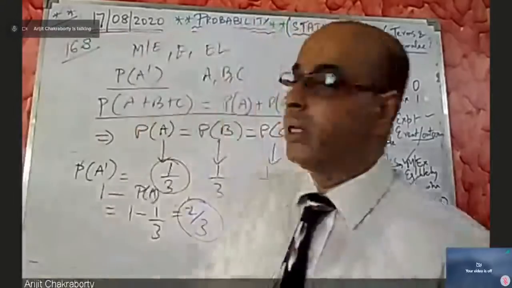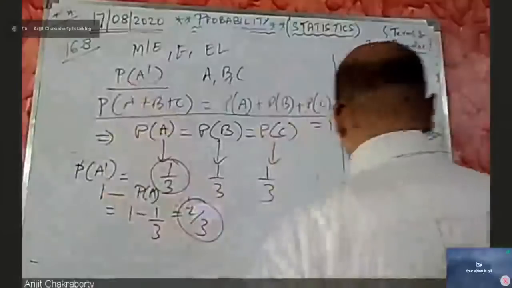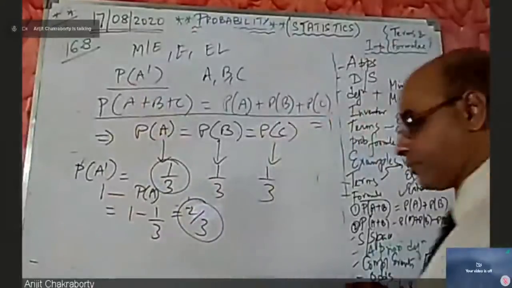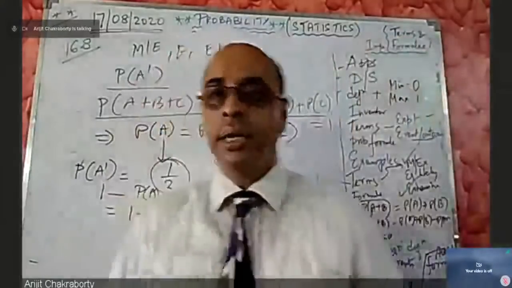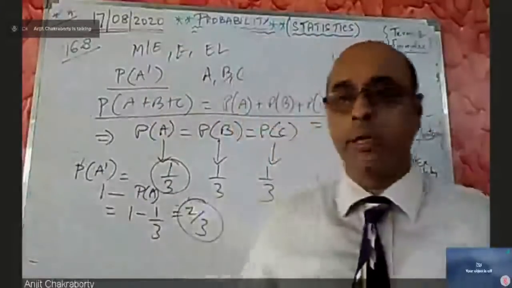So the answer is 2/3. This is example 16.8. Okay. I think you are clear. So we have seen that the relation of the events are given nicely.